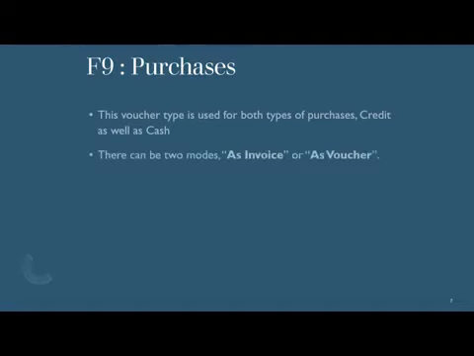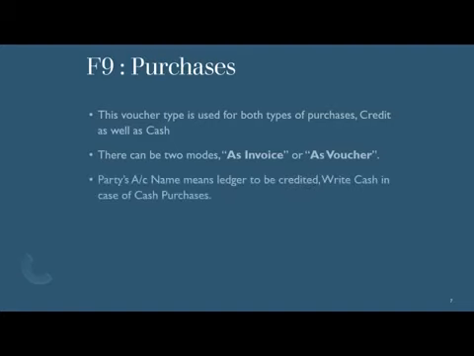There can be only two modes, invoice mode, voucher mode. Whereas in case of voucher mode, we will be having only ledger accounts. But whereas in case of invoice mode, apart from ledger accounts, we can even provide the inventory information like name of the item, quantity, rate, amount. Party's account name means ledger to be credited. Write cash in case of cash purchases.